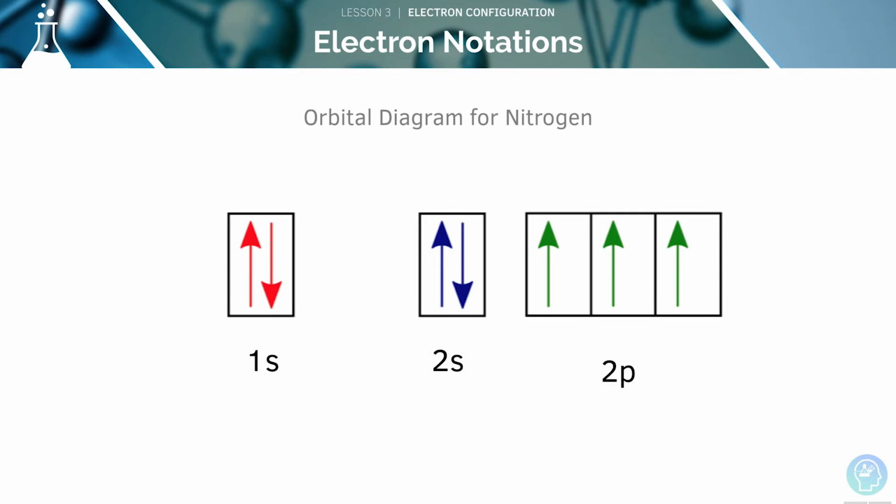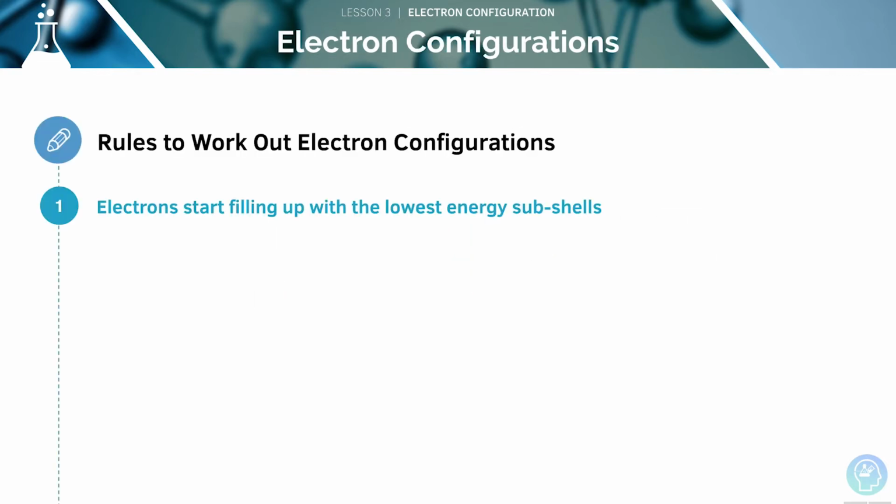We've just seen that each box represents an orbital, and each of the arrows represents an electron. In shell 1, there's a 1s orbital. This contains 2 electrons spinning in opposite directions, hence the opposite arrows. In shell 2, there are 2 subshells, the 2s one and the 2p. In the s subshell, there are 2 electrons, whilst in the p subshell, there are 3, each in separate orbitals.